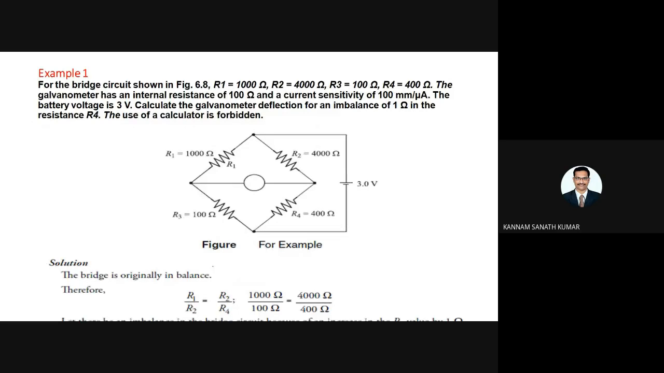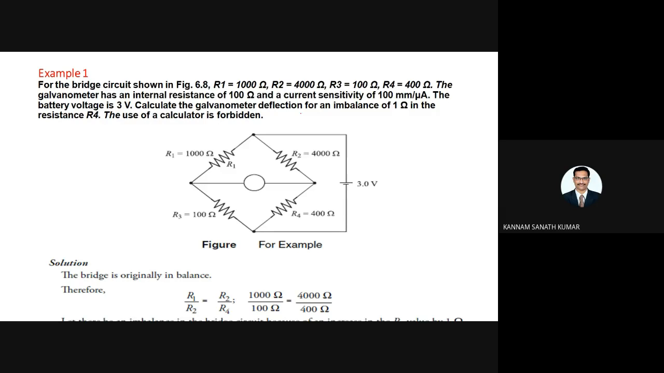So these are the numericals. We'll discuss a few numericals based on the Wheatstone bridge. Here, for the bridge circuit shown, R1 equals 1000 ohms, R2 equals 4000 ohms, R3 equals 100 ohms, R4 equals 400 ohms. The galvanometer internal resistance is 100 ohms. Current sensitivity S equals deflection D by I, which is 100 millimeter per microampere. The battery is 3 volts.